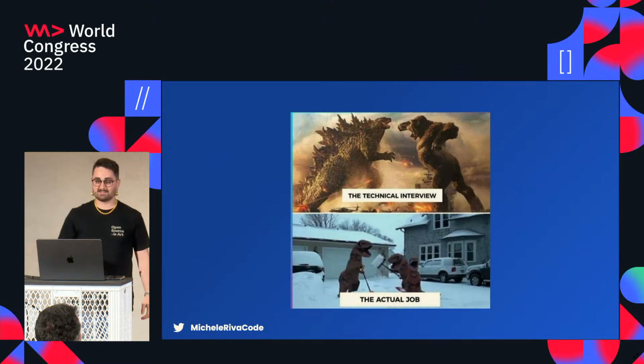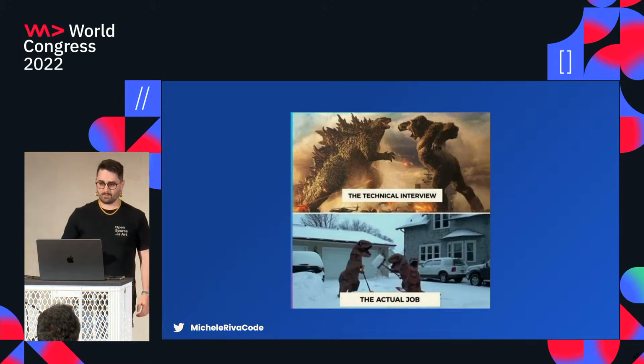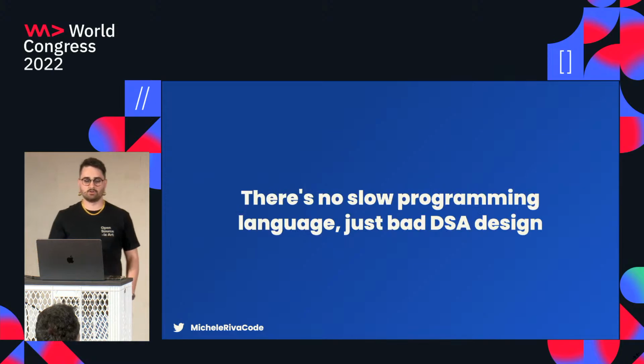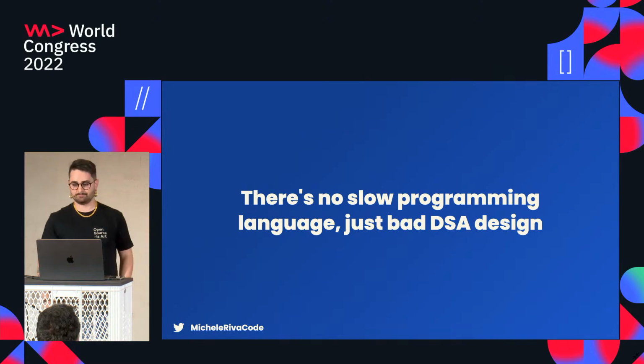So this is my main goal for today, to try to explain something. And also, I have another goal. Being a JavaScript developer myself, I am more and more convinced that there are no slow programming languages, but just bad DSA design, so data structures and algorithms again. So this is my second goal for today. I want to convince you of that.